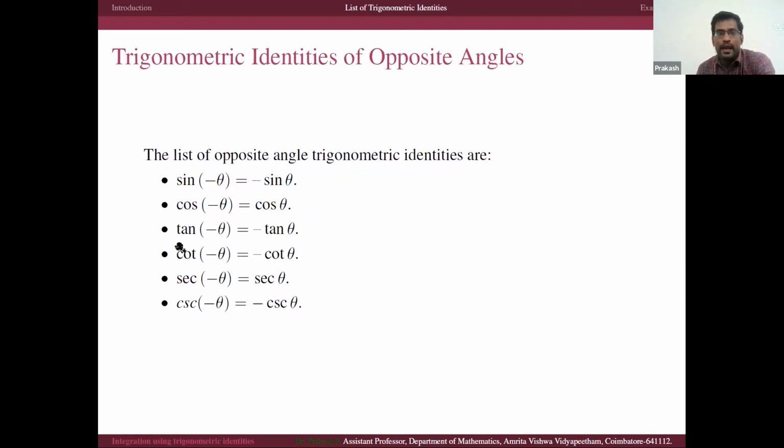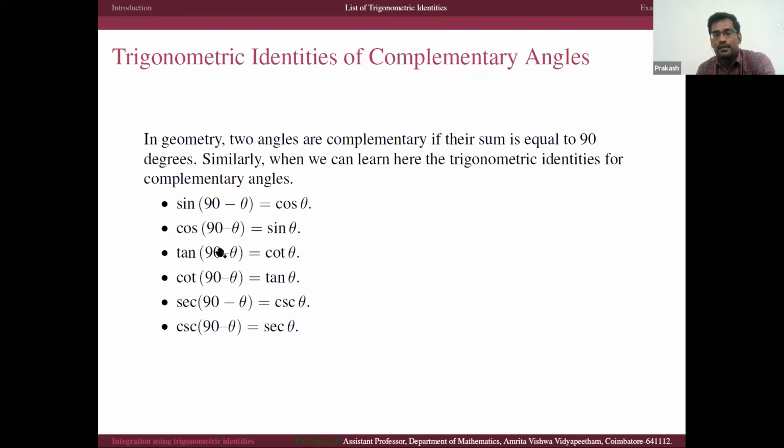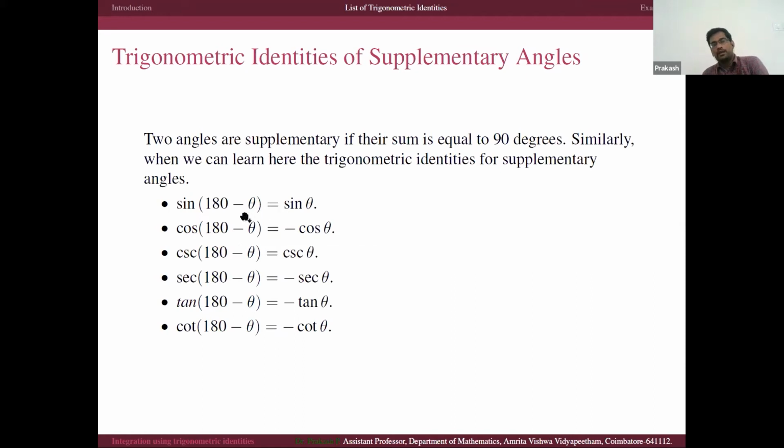I already explained this list of opposite angle trigonometric identities. The next one is in the first quadrant, where we know all the terms are positive. You see sine of 90 minus theta, cos of 90 minus theta, sin theta. In the first quadrant all kinds of functions are positive. Then in the second quadrant, 180 minus theta, only the sine function and the cosecant function are positive. I already explained this.